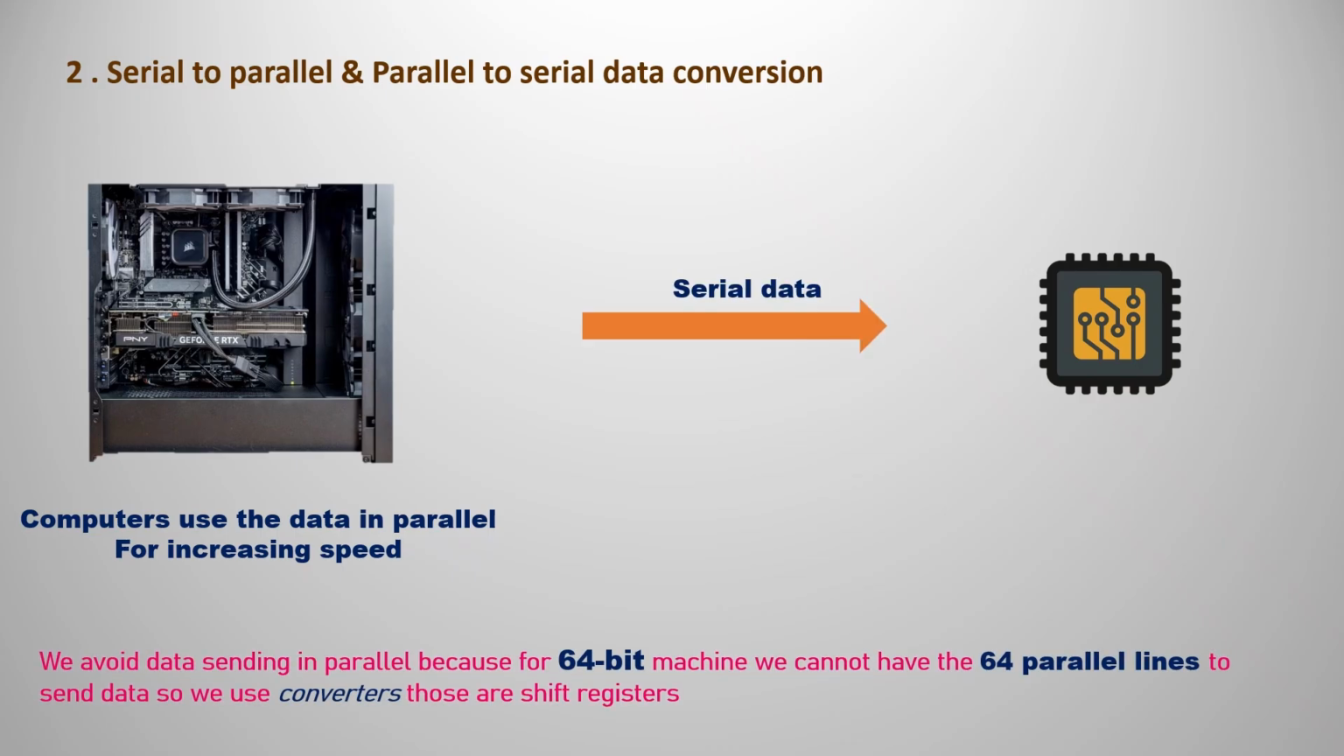But what if you want to send the data to another device? We have to send it in serial format, because if there is a huge gap between the two devices, we cannot have 64 lines. If you are using a 64-bit machine, it is very huge, complex and costly to design a 64-bit line all the way to the other device. So we use the serial format to send all the data that the computer has produced. To avoid sending parallel data in a 64-bit machine, we cannot have 64 parallel lines to send the data, so we use converters for this conversion.